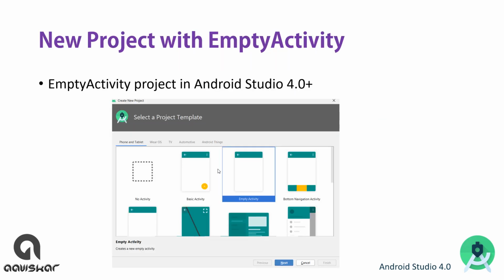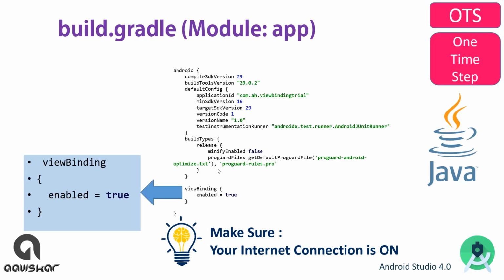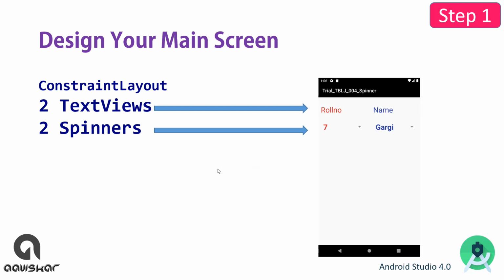So go to empty activity with a new project and write the code inside the build.gradle file, module level: viewBinding enabled equals true. Make sure your internet connection is on. Then take two text views and two spinners inside the constraint layout. You should have a little bit of knowledge regarding the constraint layout, how to set this particular screen.